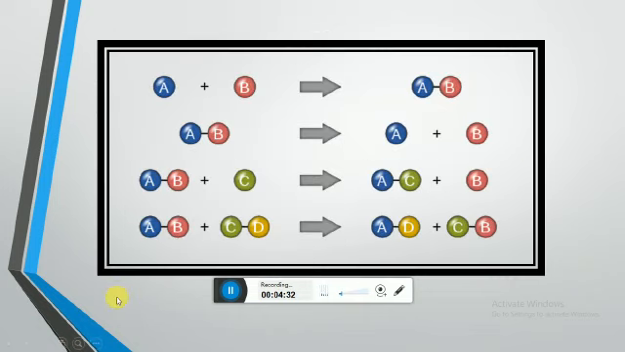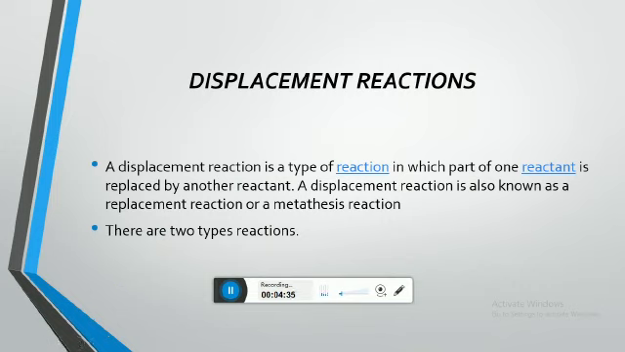Now our aim is to discuss displacement reactions. A displacement reaction is a type of reaction in which one reactant is replaced by another reactant. This kind of reaction is called a displacement reaction. It means one thing is displaced from the other one, so you can say displacement or replacement. A displacement reaction is also known as a replacement reaction.